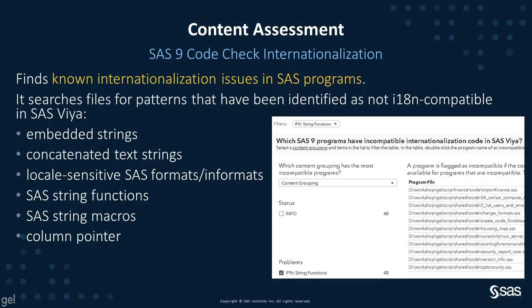SAS CodeCheck for internationalization examines SAS code for known internationalization issues. It searches the files for patterns that have been identified as not I18N compatible. SAS Viya runs in UTF-8 by default, and that may not be the encoding of your source system. These elements that are identified here, like embedded strings and concatenated text strings, locale-sensitive informats and formats, SAS string functions, all these things could behave differently in UTF-8 encoded SAS sessions.